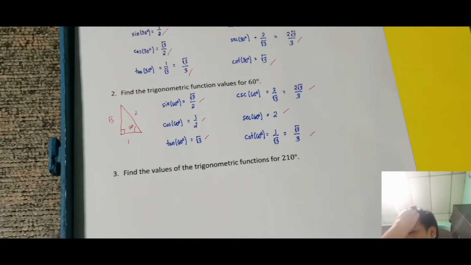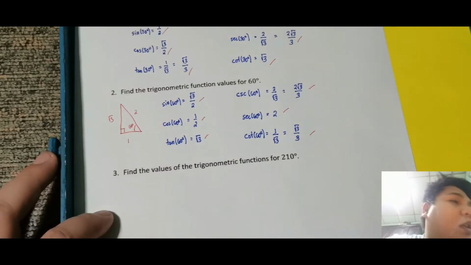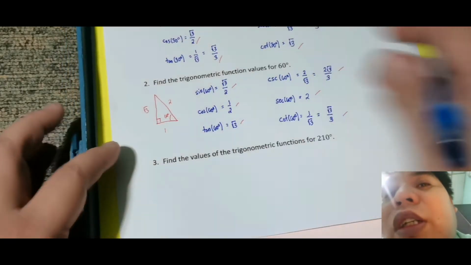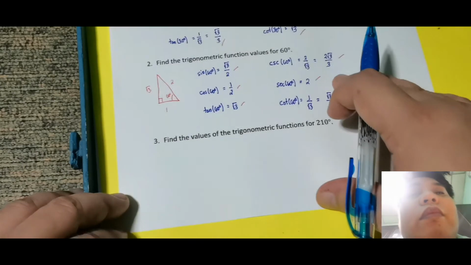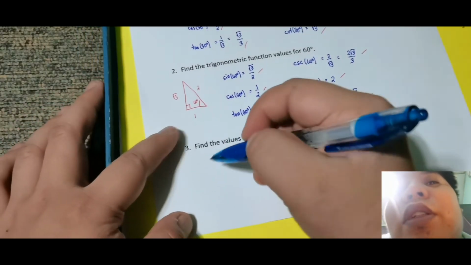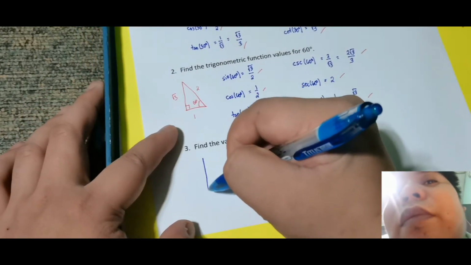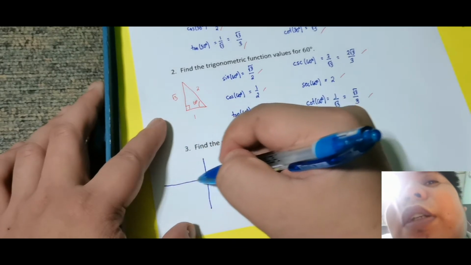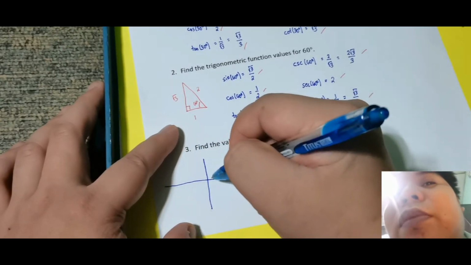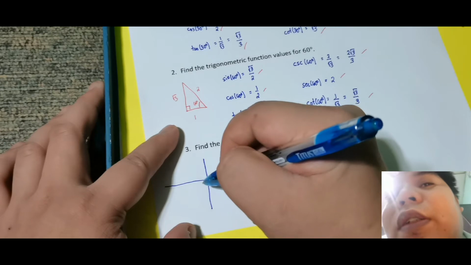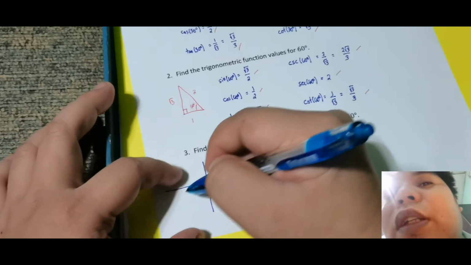Okay, so check natin to. So, find the values of trigonometric functions for 210 degrees. So, ano ba gagawin natin para masolve natin yan? Ito, i-graph ko muna siya in terms dito. Okay, so si 210 degrees, I think nandito siya. So, pag ginraph ko siya, somewhere nandito siya. So, 180 somewhere nandito.